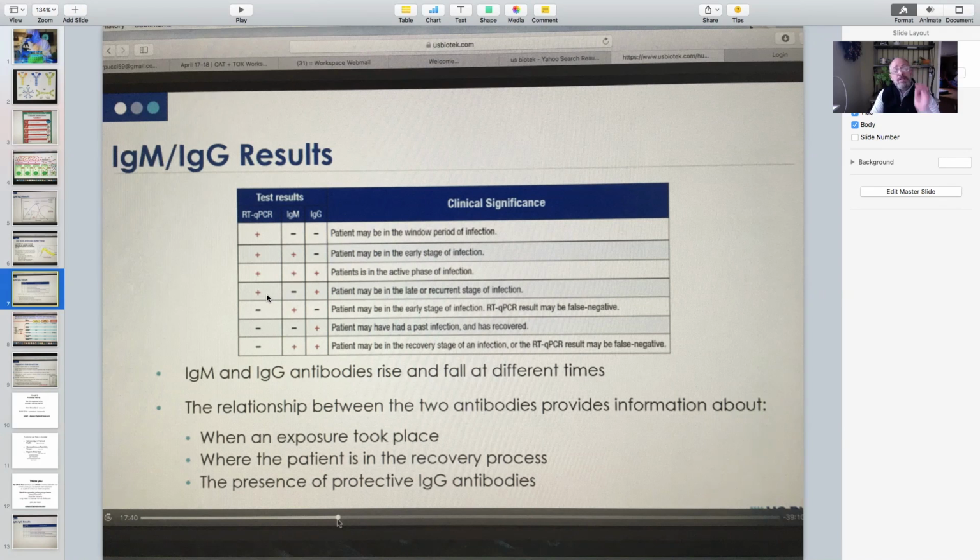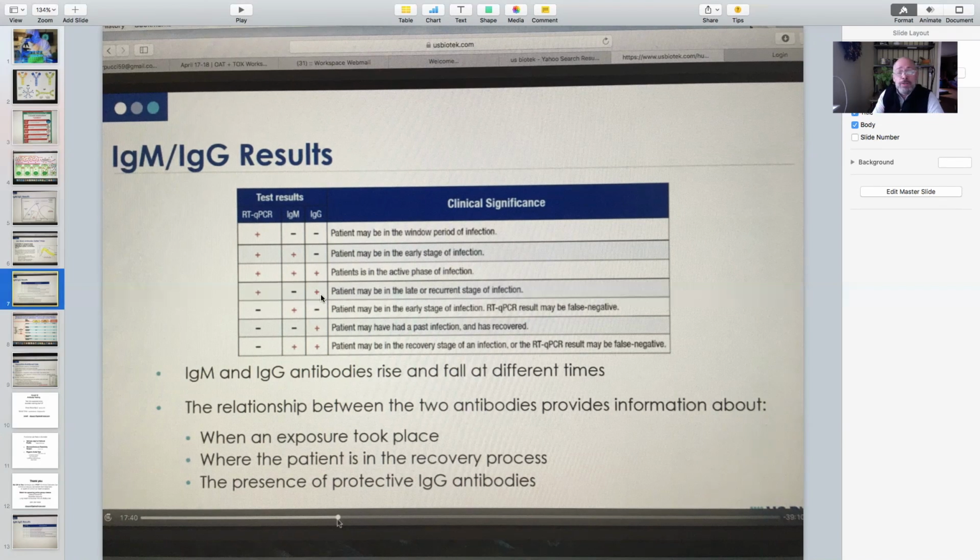PCR testing is positive, the IgM is negative, but the IgG is positive. Patient may be in the late or recurrent stage of the infection. What does that mean? Well, there are some people that are being tested that were infected, got over it, and are getting reinfected. Now, does that mean that the IgG response is not long-term?